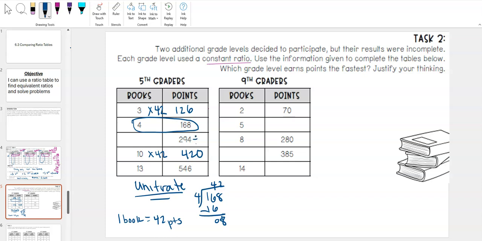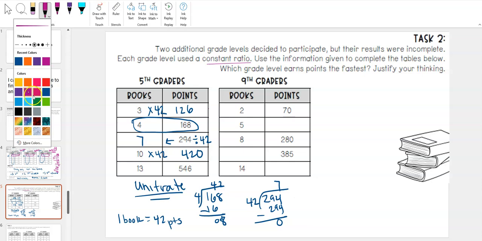Then, because I have points but no book, I'm going to divide by 42 to figure out, well, how many books was that? So I'm going to do 294 divided by 42. And if I do that division, I get 7. So now I have my table filled in for my 5th graders.